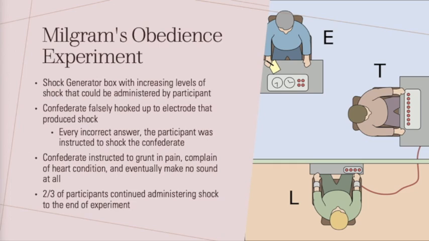And so after a while, the Confederate even grunted in pain and complained of a heart condition. And finally, the Confederate was told, on their script, to stop making noise completely. So, when the participant administered the shock, the experimenter pressured the participant to continue. So they would say things like, you must continue. If the participant was kind of disgruntled and was thinking, oh my goodness, I'm causing this person pain, the experimenter would say, no, you have to continue. You must go on.